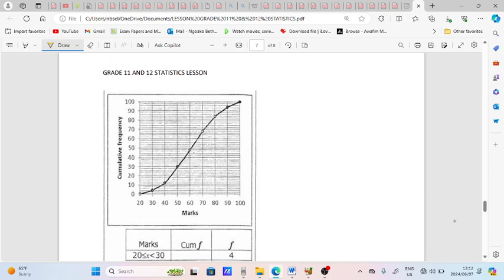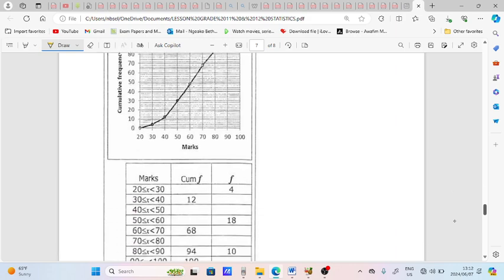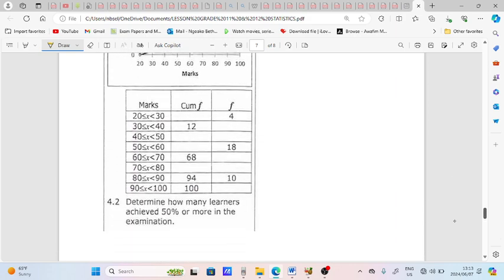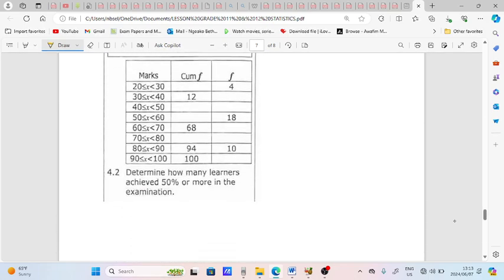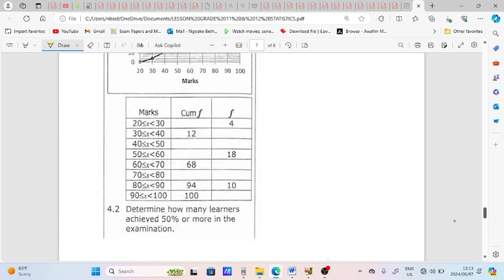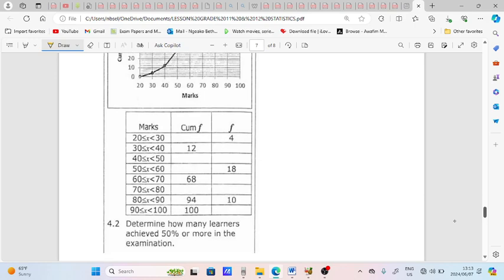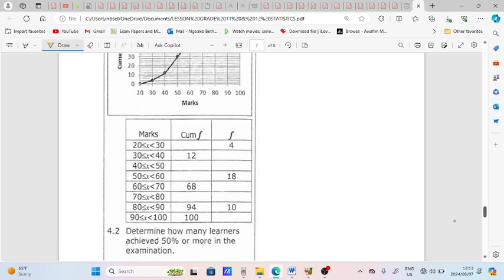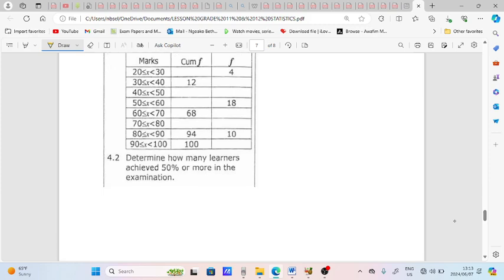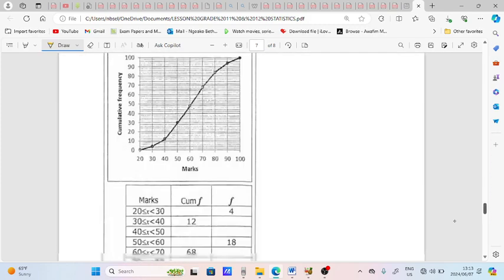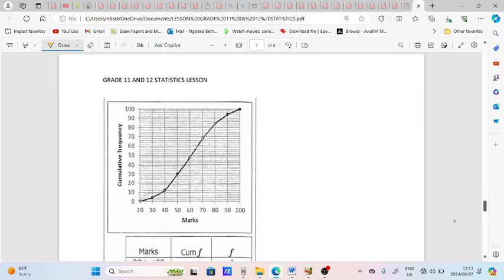The minimum, the maximum, the Q1, but these are just the numbers. Let's see if we can get the point. We know how to plot it, so we can get everything there. Right, let's look at that. They say we must fill in the table, again. In fact, they didn't say fill the table, they said determine how many learners achieved 50% or more in the examination. So this one can be answered without the table, okay? Because already we have the graph.